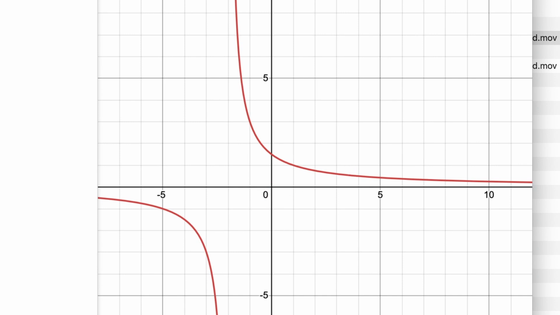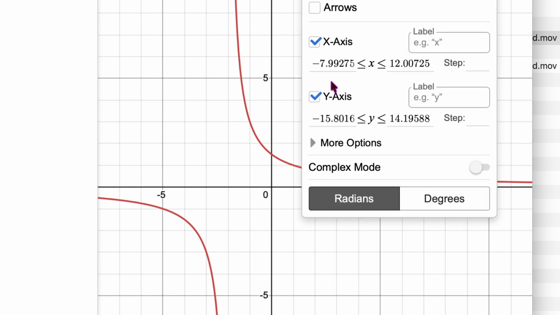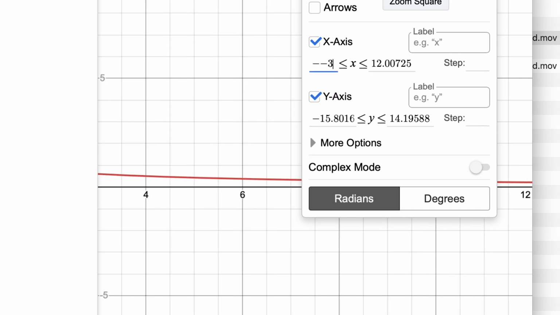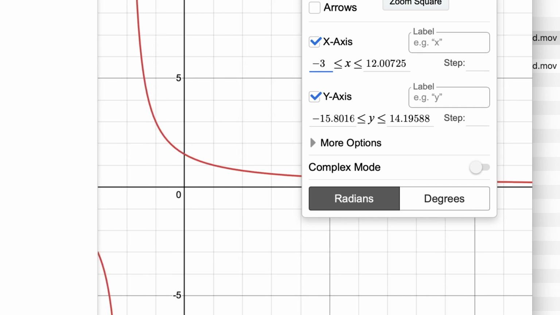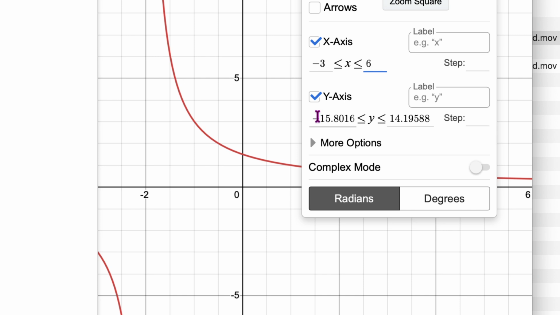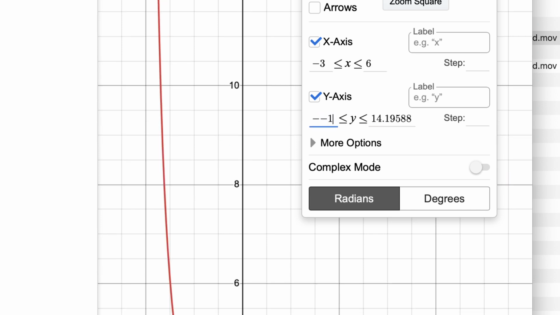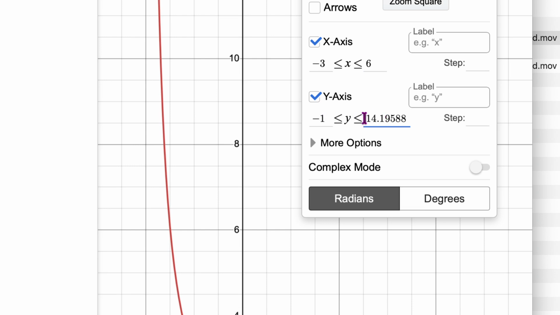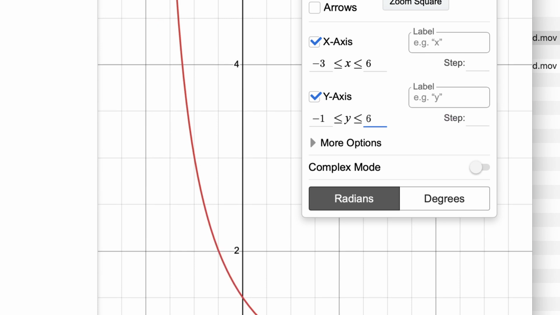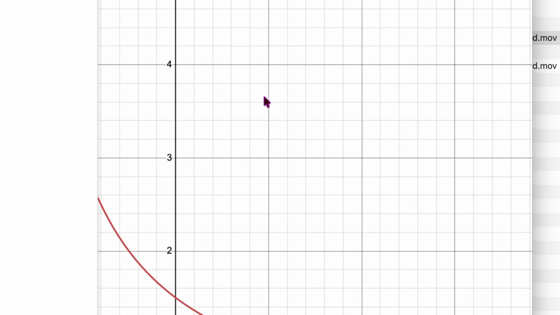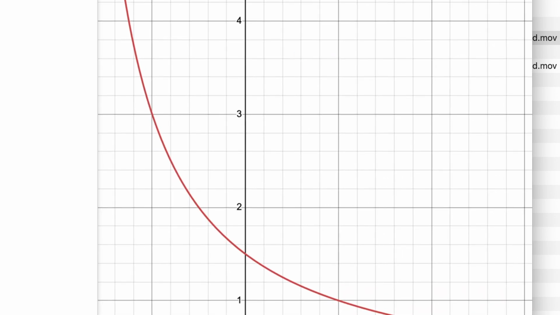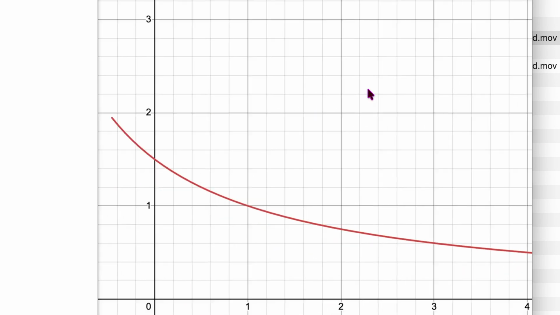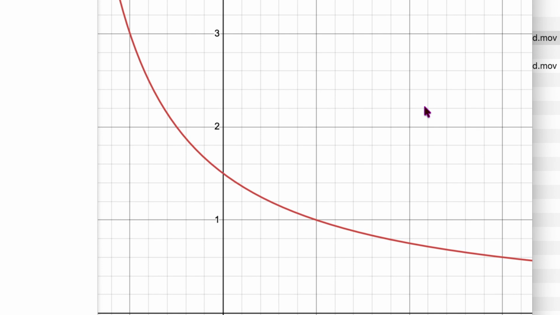So that's a nice image of the function, and I want to make it closer into our area. So let's do -3 to 6 on the x-axis, and -1 to, I don't know what, but I'm going to square it. There we go. So we can see exactly what's happening to our function at these various values.